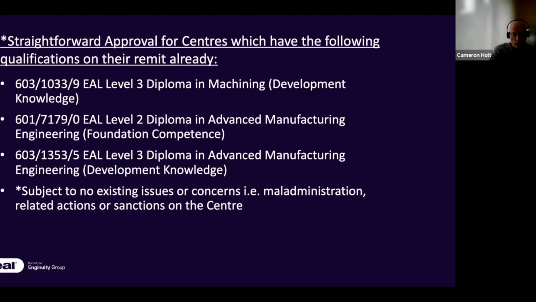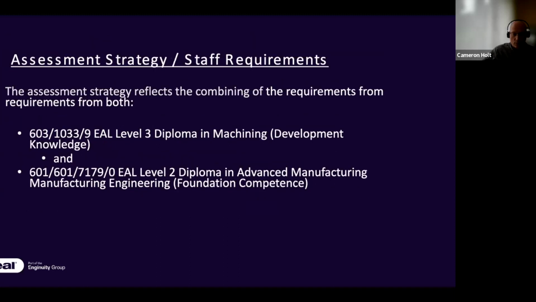So you'd complete a qualification approval application, which you would if you didn't deliver those qualifications, but you've got to make sure that you've got the necessary resources to deliver this extended diploma. And because this extended diploma incorporates units from the previous diploma in machining, the foundation competency, and the advanced manufacturing engineering development knowledge qualification, then you'd need to go through that process. As I say, it's straightforward, and it's a qualification approval application through Smarter Touch, and that's obviously subject to there being no existing issues or concerns with that. So if you can move to the next slide, please, Rob.